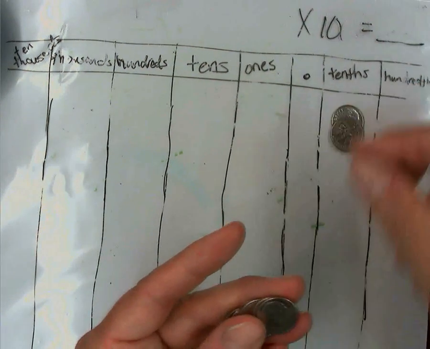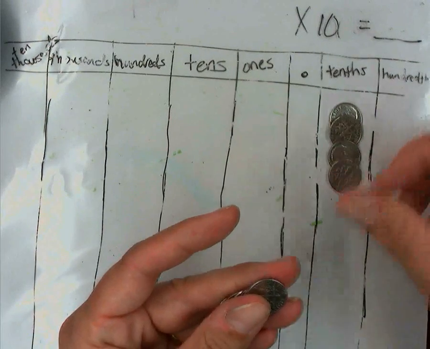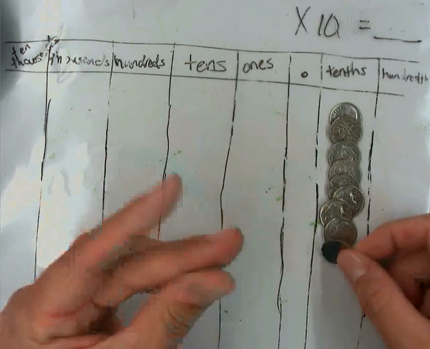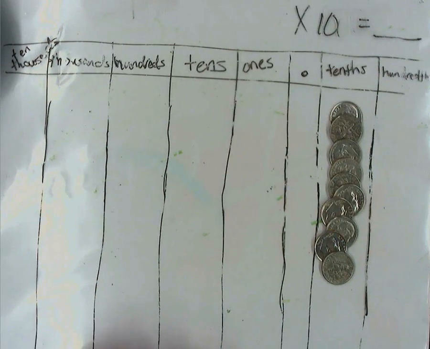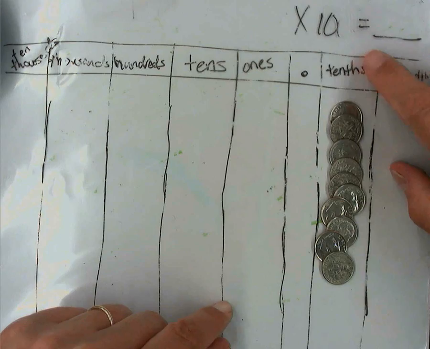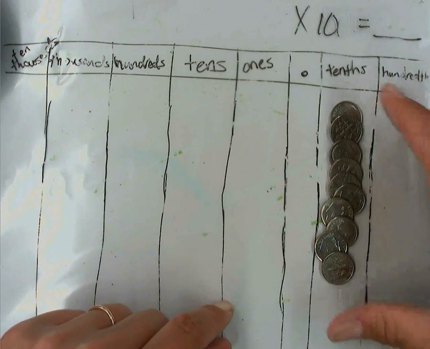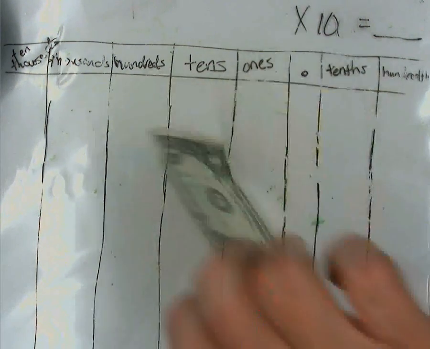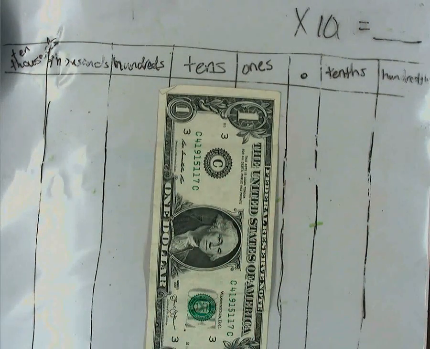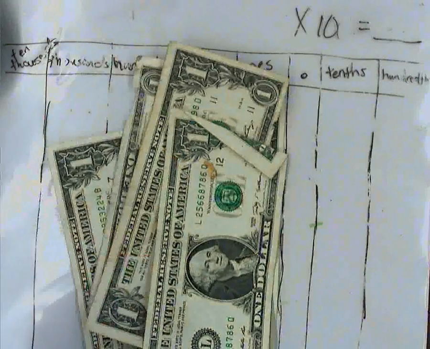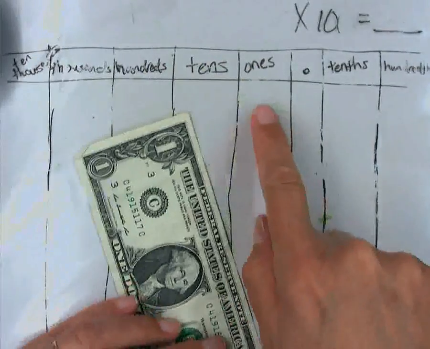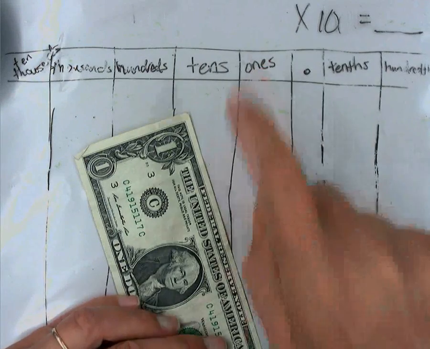So 1, 2, 3, 4, 5, 6, 7, 8, 9, and 10. We now have 10 tenths. So I can take these, move them, and I now know I have a whole. I've got one whole dollar. And if we were to keep going with that and put 9 more of them, we would then have 2 digits here. We'd have a 1 and a 0 because we'd have 10 ones.